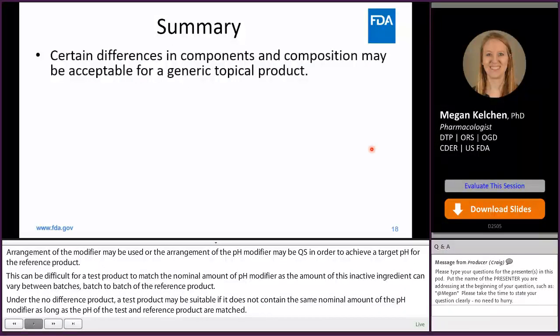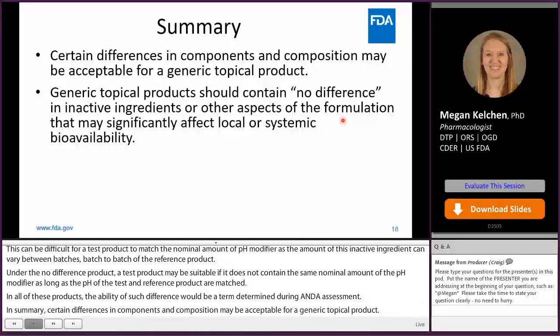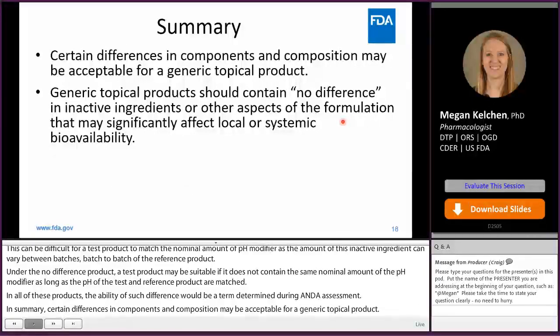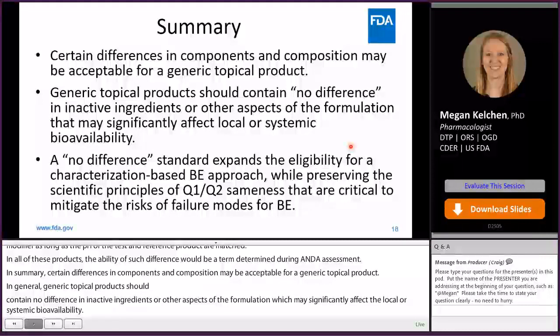So in summary, certain differences in components and composition may be acceptable for a generic topical product. In general, generic topical products should contain no difference in inactive ingredients or other aspects of the formulation that may significantly affect the local or systemic bioavailability. And a key takeaway point that I want to make here is that when using the no difference standard, we are actually expanding the eligibility for test products that may be acceptable for a characterization-based bioequivalence approach. But at the same time, we are preserving the scientific principles of Q1, Q2 sameness that are critical to mitigate those failure modes associated with bioequivalence.